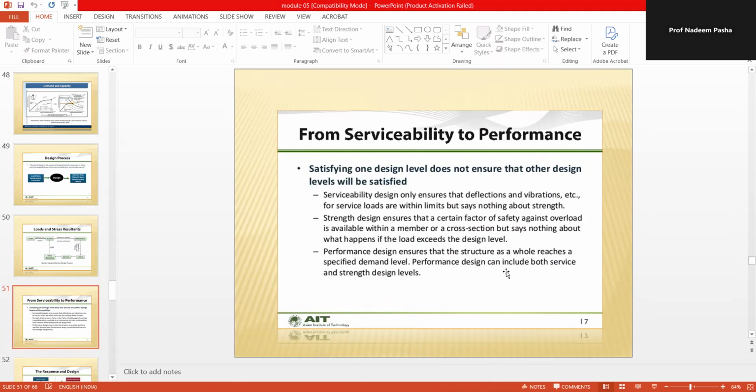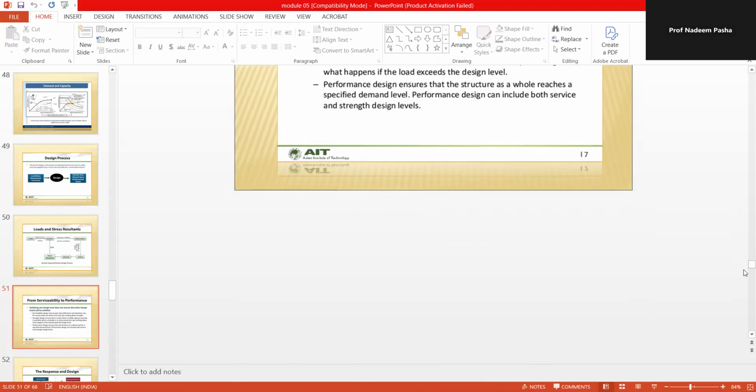Performance design ensures that the structure as a whole reaches a specified demand level. Performance design can include both service as well as strength design levels.